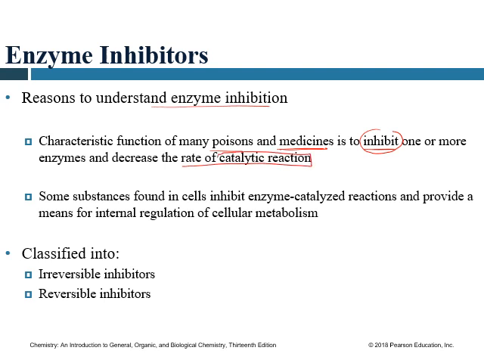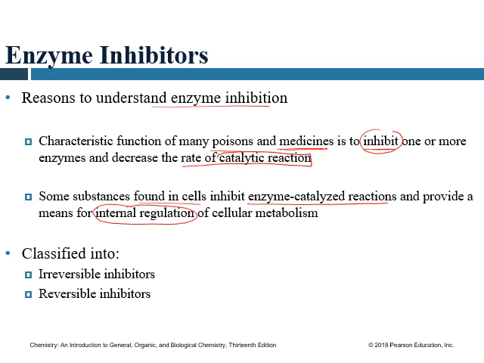Some substances found in our cells also inhibit enzyme-catalyzed reactions, because in our body we need internal regulation. We don't want the enzyme to keep producing a product we don't want in our body, so the body self-regulates its enzymatic action by producing an inhibitor which can inhibit the function of the enzyme. The enzyme catalytic reaction is an internal regulation.